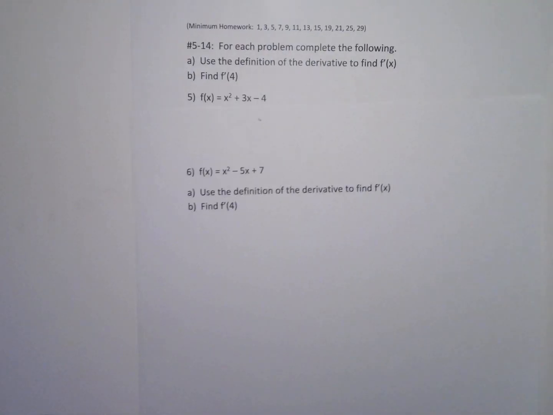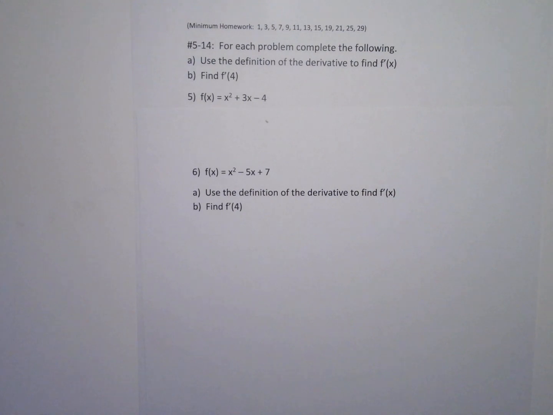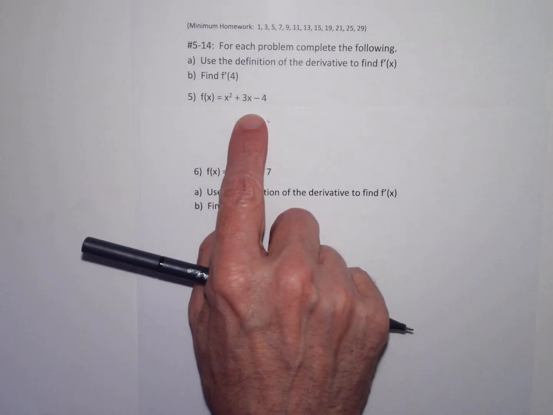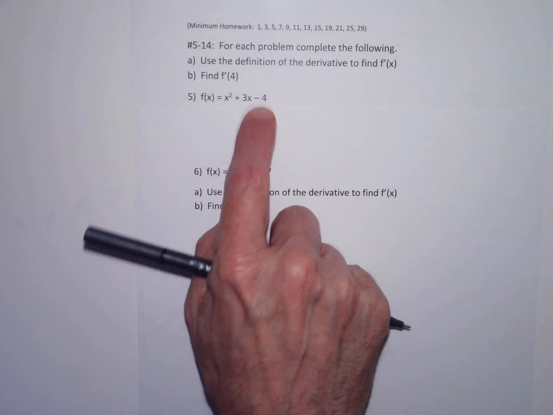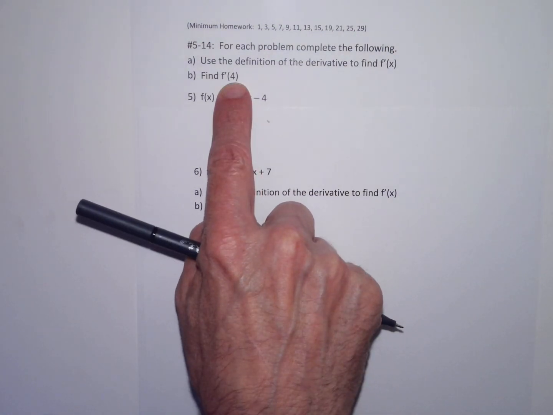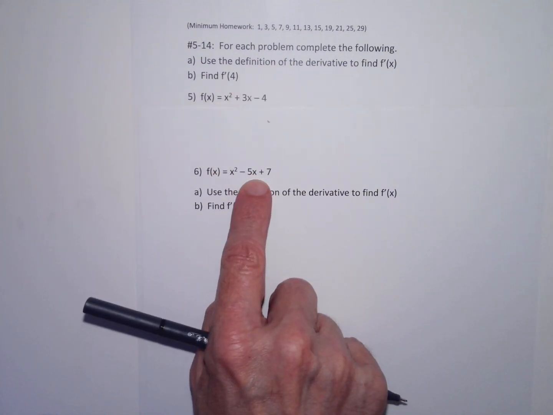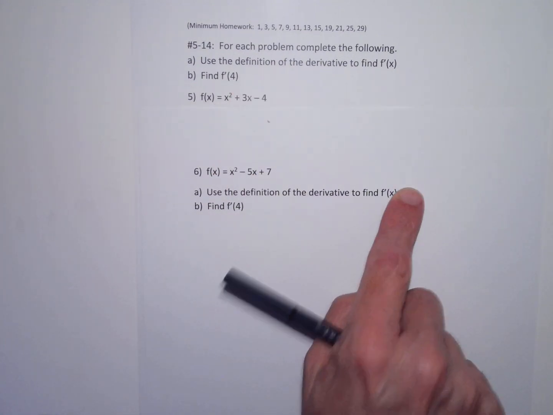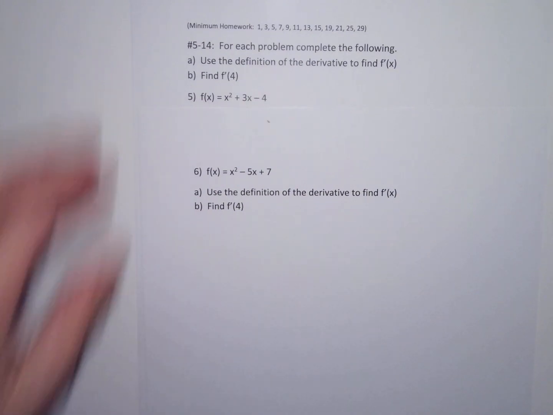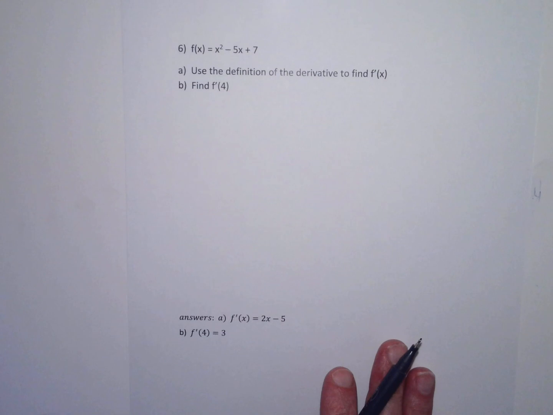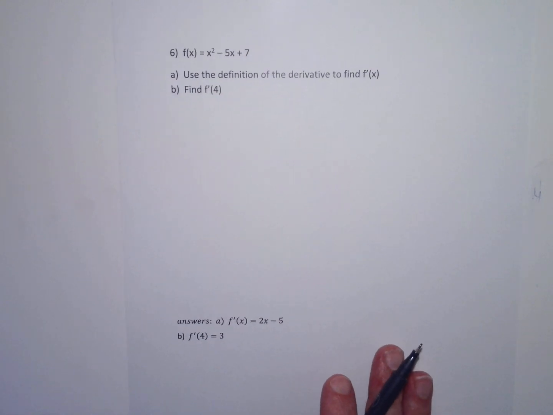So 5, 6, 7, 8, 9 all want me to find the derivative, the equation to find the slope of the tangent line. Your 5 gives you this function. It wants to find its derivative in part A. In part B, it wants you to plug 4 into the derivative. My 5 gives me this function. I want to find the derivative of that function, and in part B, I want to plug 4 in. So in order to do my 6 part A, I need to create 2 points.